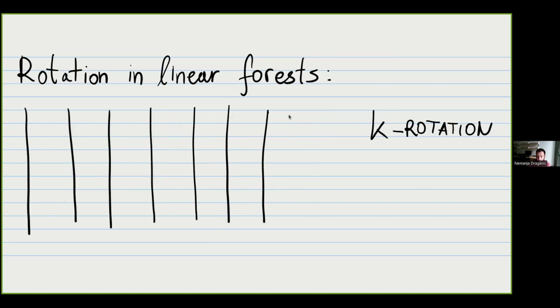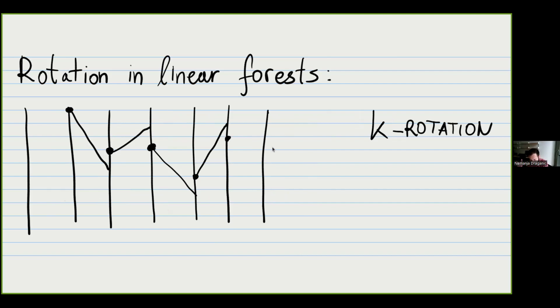Now I want to define a K rotation, which is just a sequence of one rotations, but in a special way. You do a one rotation, you have this old endpoint, you have this new endpoint, and then you do a rotation where this new endpoint is an old endpoint. So you again do a rotation, you get another new endpoint, and then another one, and you do this K times, and this is a K rotation.